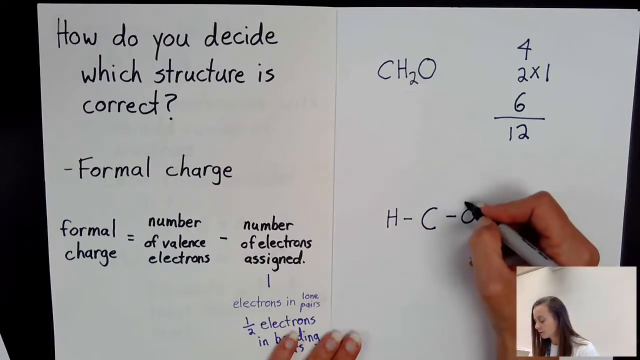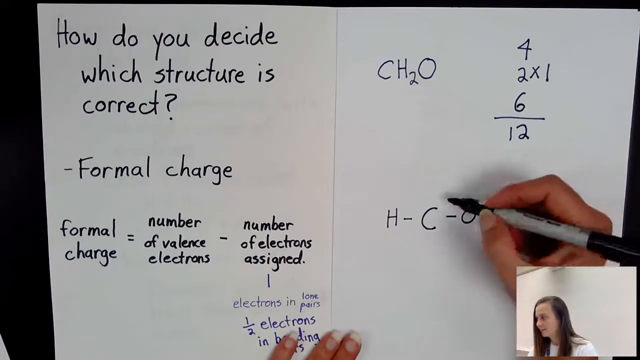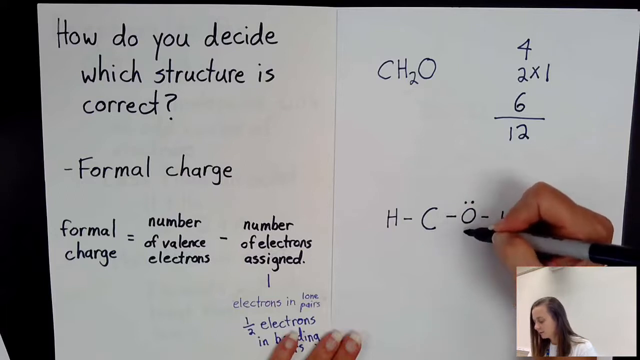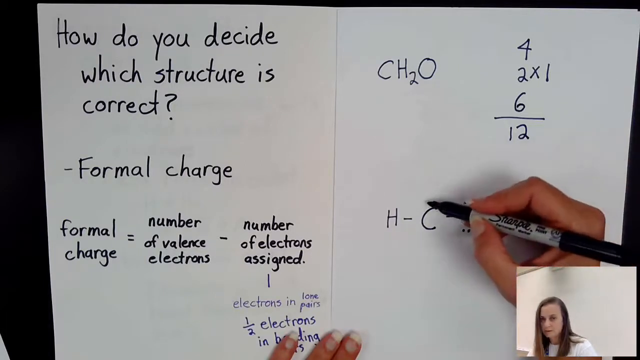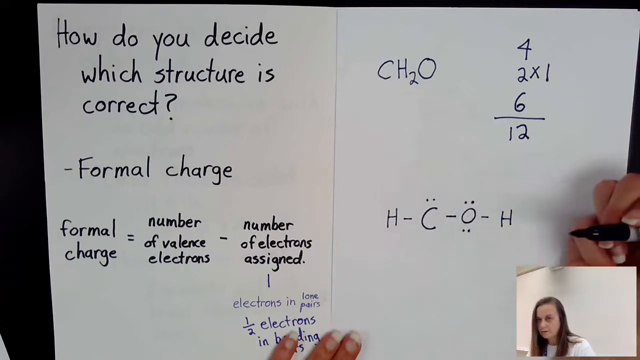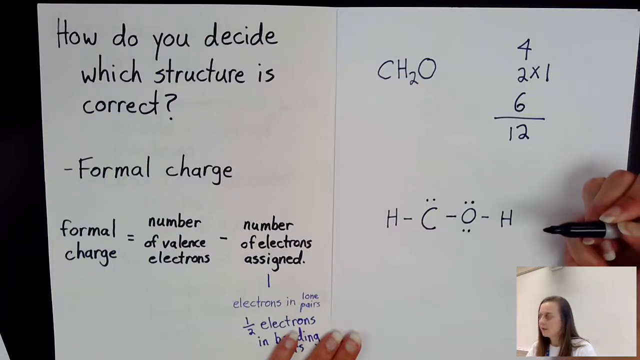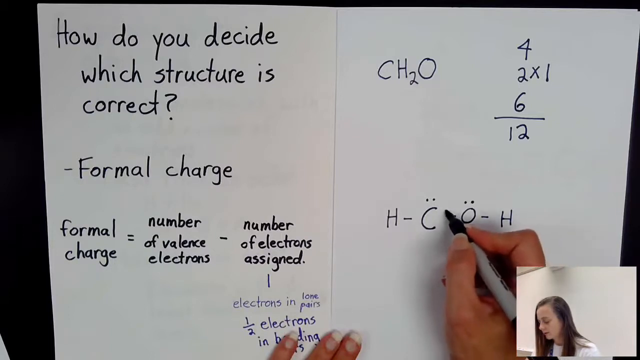Now we can see that that does not satisfy the octet on carbon, so we're going to take that lone pair and we're going to make it a double bond. Now we've used 2, 4, 6, 8, 10, 12 valence electrons, and we have a satisfied octet on all of our atoms. Now, we could do this a different way.